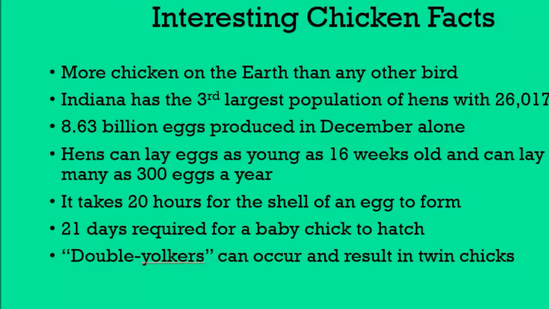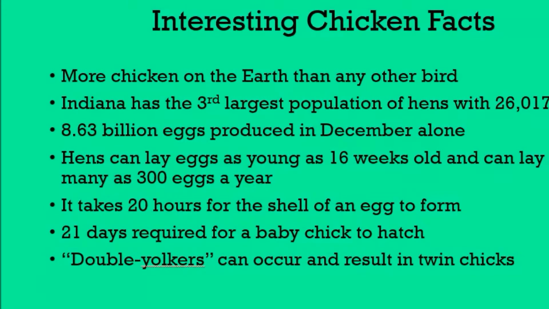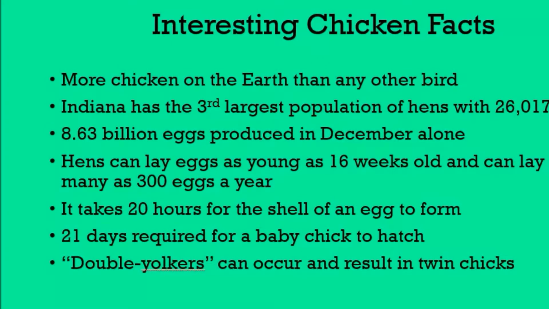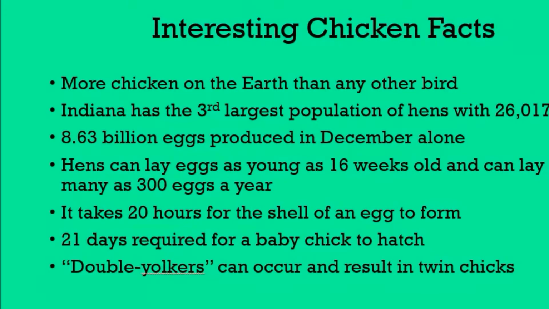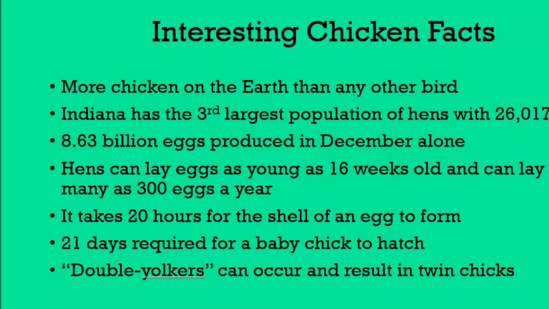Hens can start laying eggs as young as 16 weeks old and can lay as many as 300 eggs per year. Just one hen. Imagine those commercial hen houses that have at least 300 hens in them. That's 90,000 eggs in 1 year from one hen house.